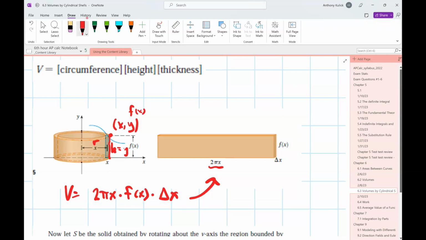Okay, Sophia? So why is it a rectangle and not a cylinder? Because we've just taken the cylinder, cut it, and spread it out. It's easier to think about the volume that way than it is with the cylinder. If I cut the empty cylinder and open it up, it's just a box.